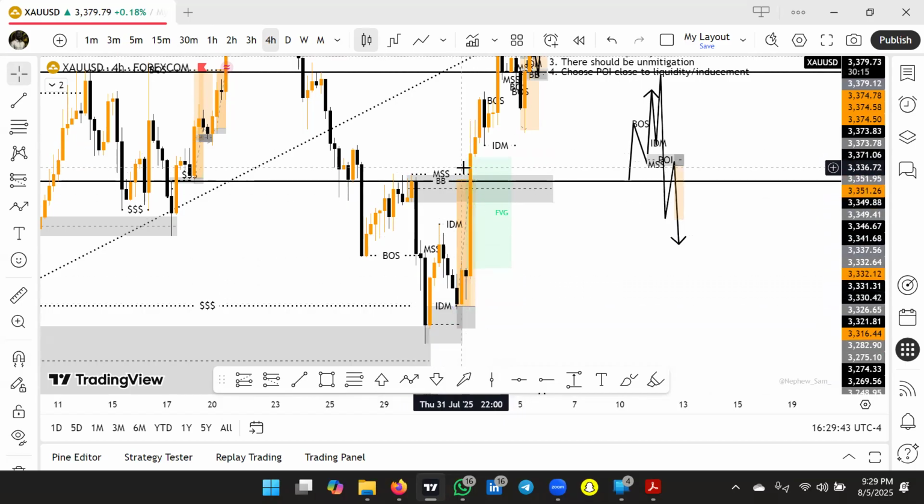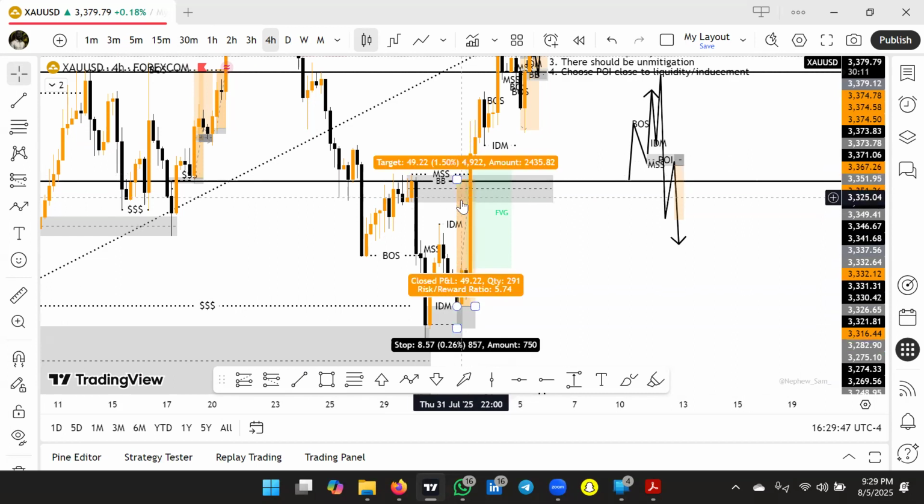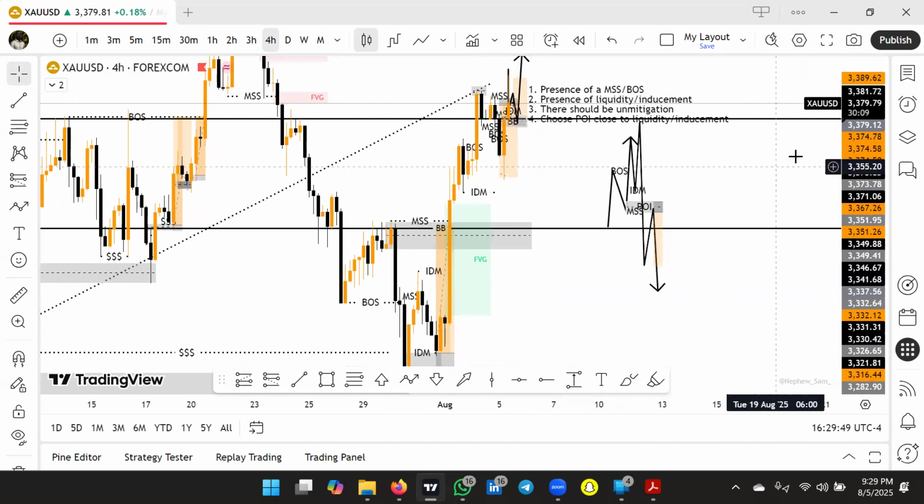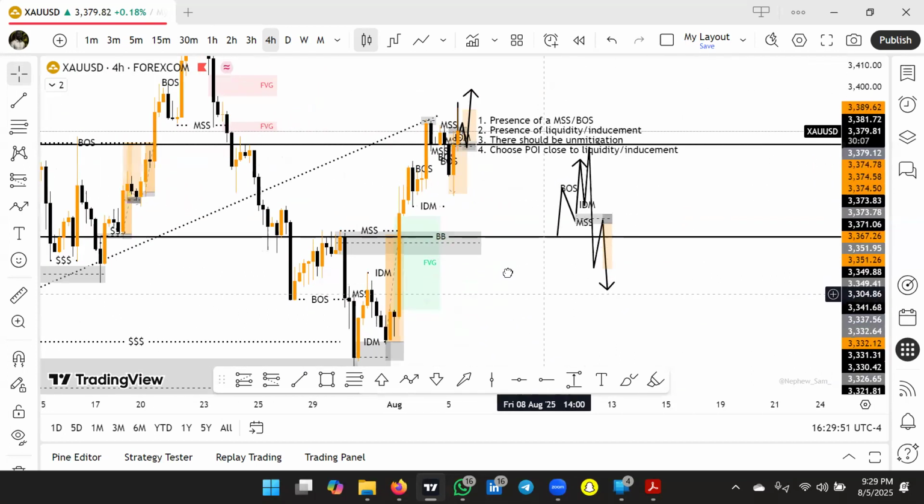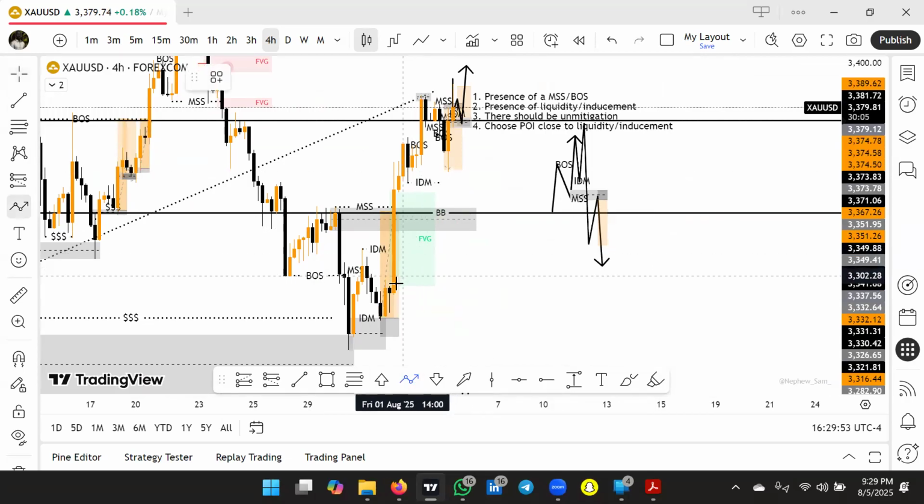And the market aggressively broke above this order block, which is now a breaker block. After the market broke above this, you can see the first pullback. This is the first pullback, which is our engagement here.